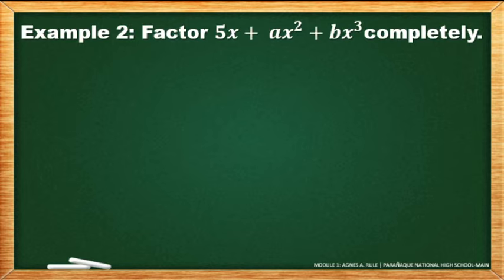Let's try another example. Number 2. Factor 5x plus ax squared plus bx cubed completely. Again, just observe first all the terms of the given polynomial. Kung meron bang magkakapareha sa variable na lahat ng terms or they have numerical coefficients. Okay. Meron tayong tatlong terms. Then they have the same variable of x.